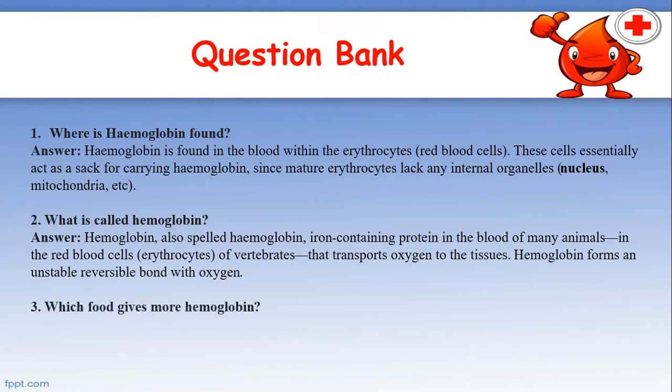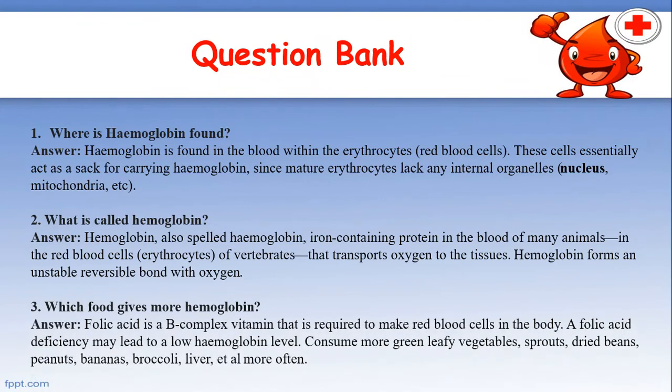Third question, which food gives more hemoglobin? The answer is, folic acid is a B complex vitamin that is required to make red blood cells in the body. A folic acid deficiency may lead to a low hemoglobin level. Consume more green leafy vegetables, dried beans, peanuts, bananas and broccoli more often.